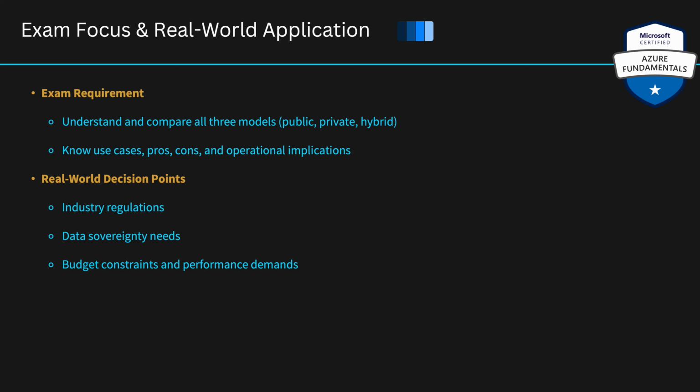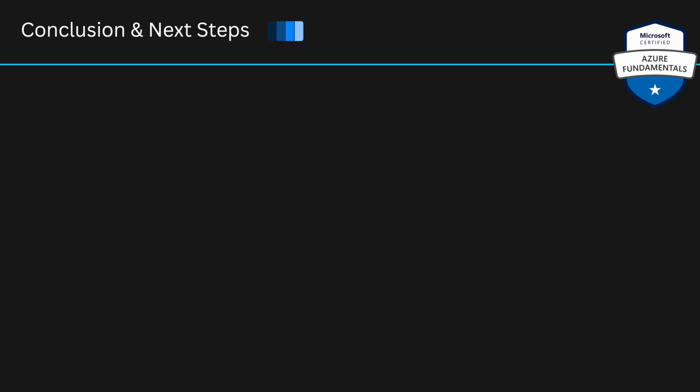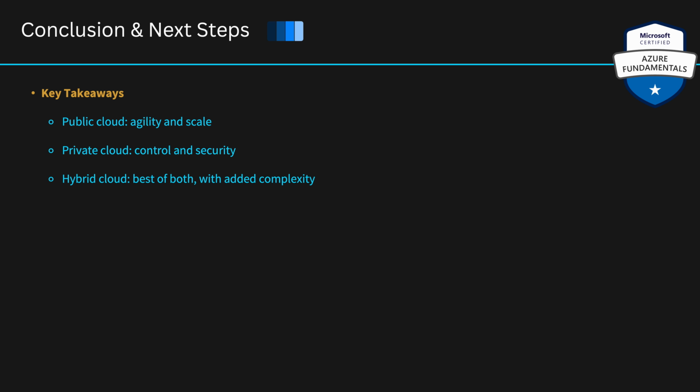And as you prepare for the exam, make sure you internalize not just the definitions of public, private, and hybrid clouds, but also the practical, operational, and strategic implications of each. To sum it up, the public cloud is widely available, scalable, and cost-effective, ideal for rapid growth and dynamic workloads. The private cloud, while offering greater control and enhanced security for sensitive data, demands more in terms of management and investment. And the hybrid cloud, by combining both, allows you to optimize and balance your workload between high security and high flexibility, provided you're prepared to handle the additional complexity that comes with integration.